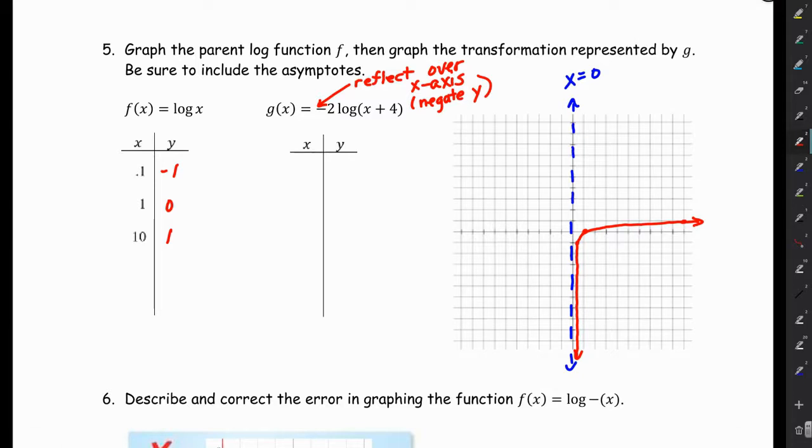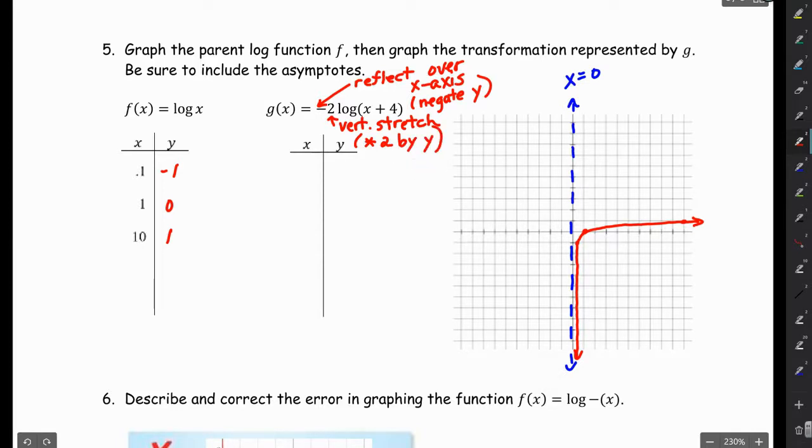Now the 2 means that I am going to have a vertical stretch of 2. So let's write that. That's a vertical stretch. And what does that mean in terms of my actual coordinates? Well, that means that I'm going to be taking all my y values and stretching them because I'm having a vertical stretch. So I'm going to be multiplying my y values by 2.